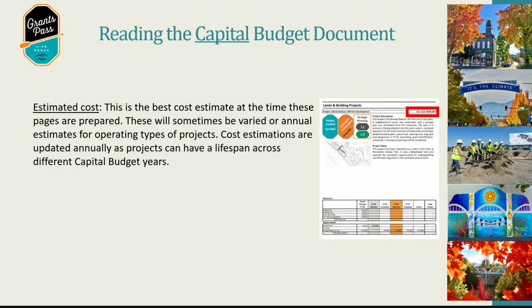The estimated cost is the top right. So this is the best cost estimate at the time these pages are prepared, and we go through and review these annually. Obviously, we have some projects out there that aren't set to kick off even in this next budget year, but they are out there in the future. And so we would like to give the reader the information as to what we currently think that project may cost in the future as well.